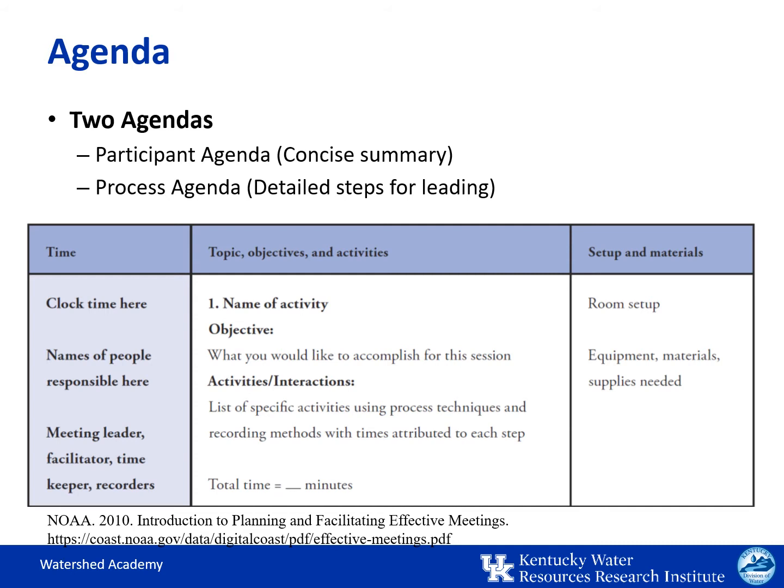The layout that's provided in this slide can be done in Excel or in Word, but it shows an effective way to work through the process meeting agenda item by item. On the left, you can see the time as well as the responsible people there and their roles. In the middle, you see the topic, objectives, and activities listed out. And in the right side, you see a setup and materials, how the room needs to be, and the equipment and supplies that are needed there.